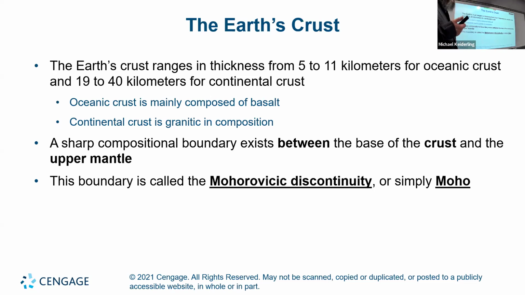Different processes that form the rocks involved lead to different types of rocks. And there's a sharp compositional boundary that exists between the base of the crust and the upper mantle. This is called the Mohorovicic discontinuity, or simply MOHO. There's a sharp change in the type of rock. It becomes a lot denser when you get to the mantle. And we can detect this.